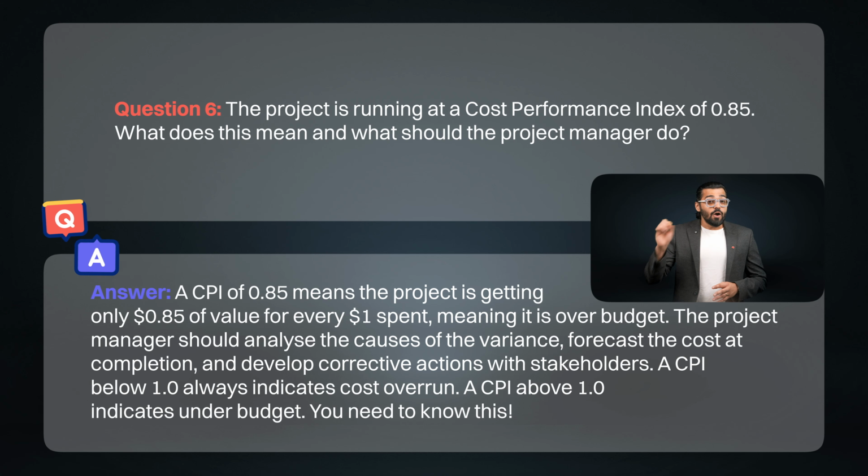A CPI above 1 indicates that the project is under budget. You need to know this.